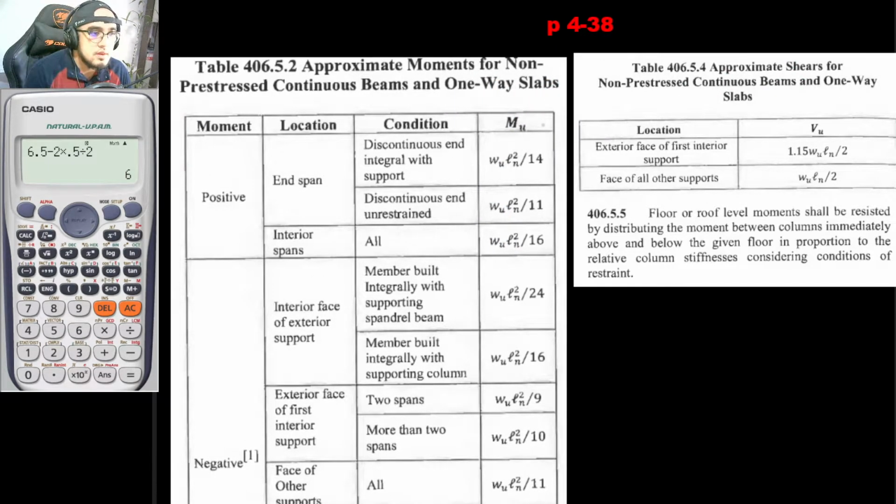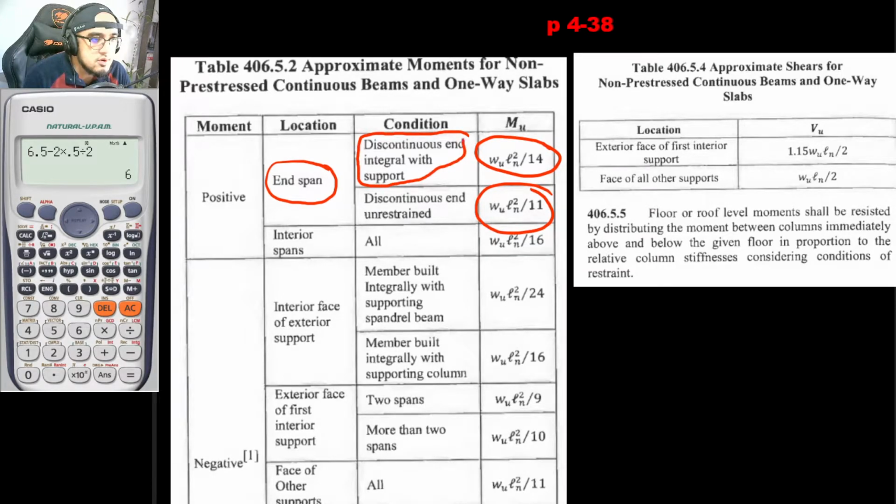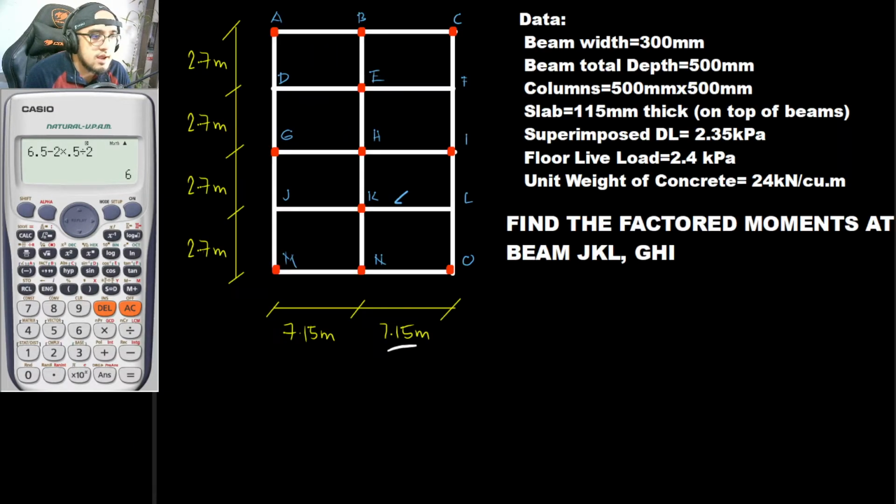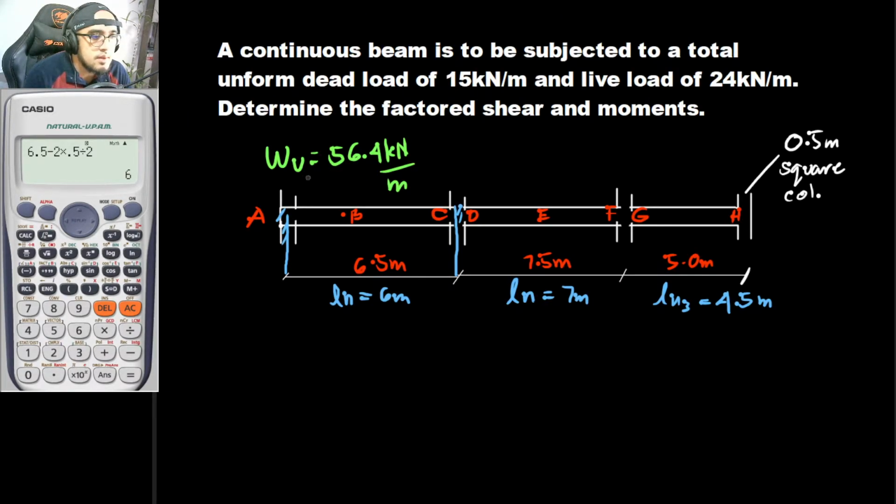So it would be these ones. Wait, this one. So we would be making use of this. And for the positive moment at the end span, and by end span, those are to be our exterior beams or our exterior spans, it would either be this one or this one. So it says here, discontinuous and integral with support, or discontinuous and unrestrained. And as you can see in our example, the beams are to be restrained because there are columns here.